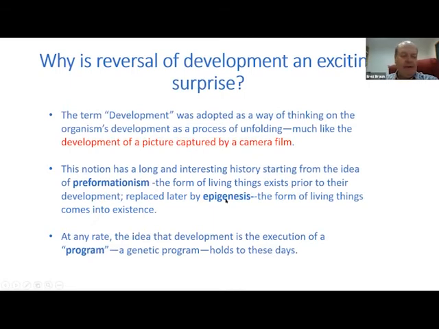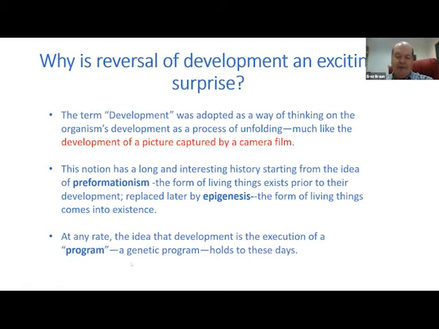Now, why is reversal of development an exciting surprise? The word development actually mimics the way we think about developing films. That's the way people thought about it, developing a picture captured by a camera film. So it expresses the fact that development is an unfolding of some information. This is a very long and interesting history that went under the name of preformation, replaced later by epigenesis. All these old ideas turned out to be completely wrong, of course, because there is no small creature in the embryo that is unfolded by the process of development.